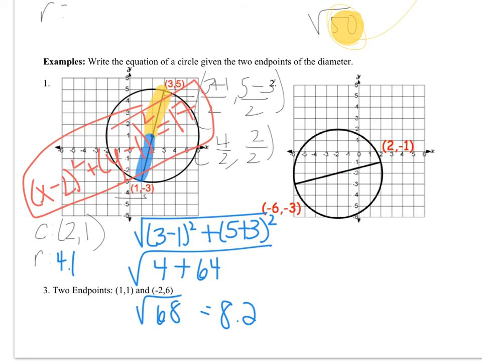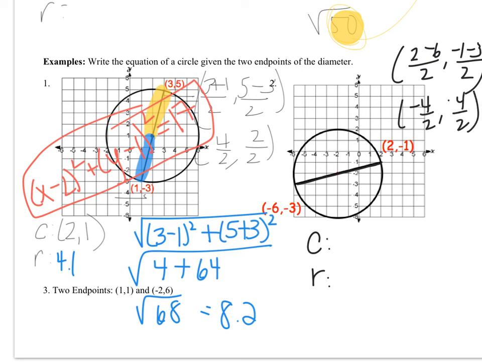All right, let's do the next one. I need to know the center and I need to know the radius. How do I find the center when I have a diameter? I gotta do the midpoint formula. So 2 minus 6 over 2 and negative 1 minus 3 over 2. So I have negative 4 over 2 and negative 4 over 2. So it looks like my center is going to be (negative 2, negative 2). I'm going to plot that and make sure that looks like my center. Yep, sure does.